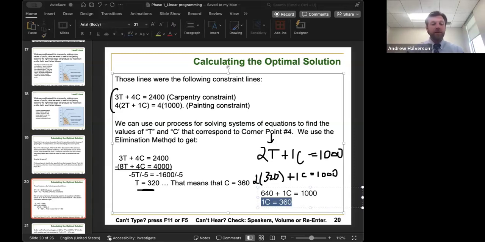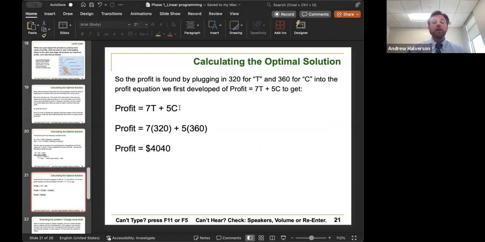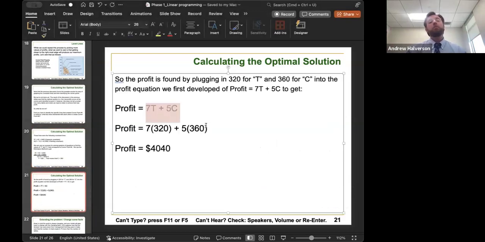What is that max profit? Well, we go to the next slide, take our profit function, plug in the values of t and c that we just found, do the math, there it is. That's the maximum profit we can make.